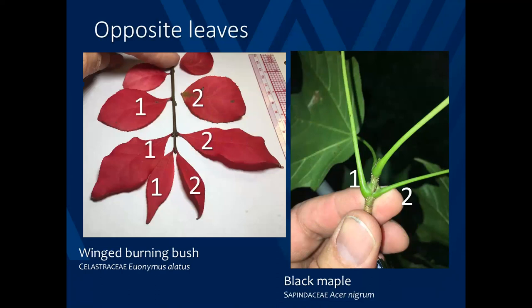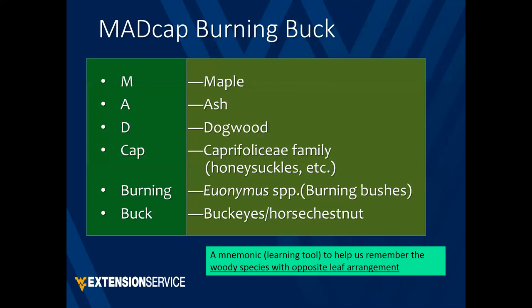We actually have a little mnemonic, a learning tool that we use. We say madcap burning buck. Some people say madcap horse. But madcap burning buck is a little way that we can remember all the trees and shrubs with, well, there are some exceptions, all the trees and shrubs with opposite leaf arrangement. And so the M of madcap stands for the maples. A stands for the ash, D stands for the dogwoods, CAP stands for the Caprifoliaceae family, which used to stand for more than honeysuckles, and sometimes we include the elderberry and the viburnums in that family, but those all have opposite leaf arrangements as well.